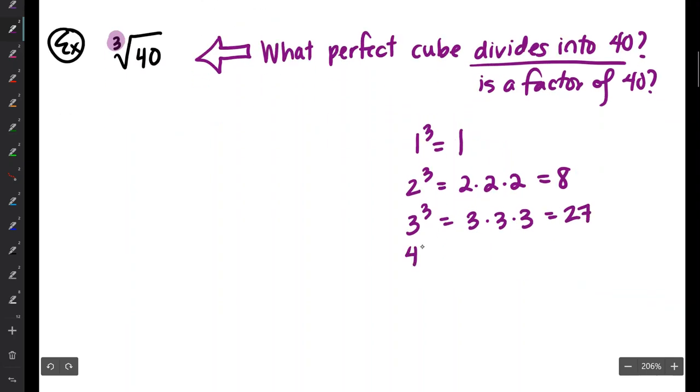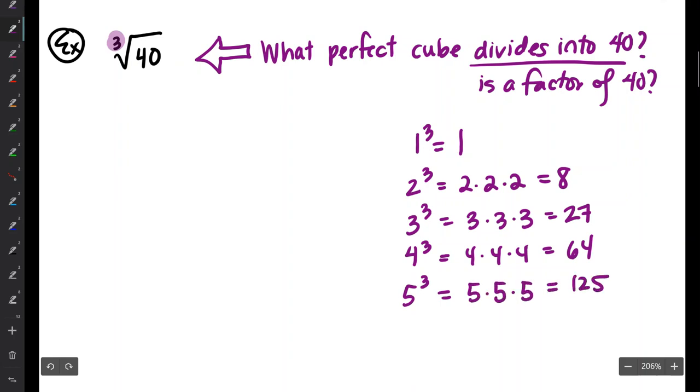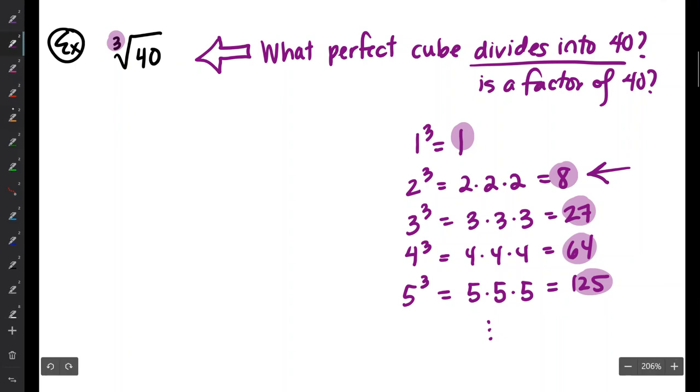Let's just do a couple more. 4 cubed is 4 times 4 times 4, which is 16 times 4, which is 64. And how about we stop here? 5 cubed, 5 times 5 is 25, and then 25 times 5 is 125. Okay, so here are some perfect cubes. Of course, there are more. So, of these numbers, I see that 8 goes into 40 evenly. So I'm going to go ahead and factor my 40 as an 8 times 5.